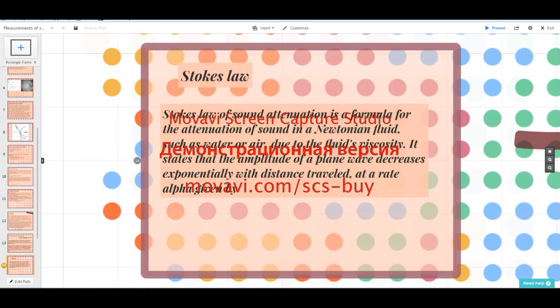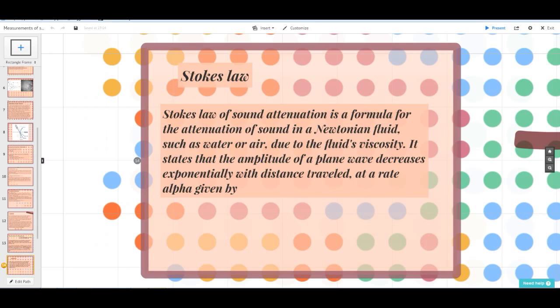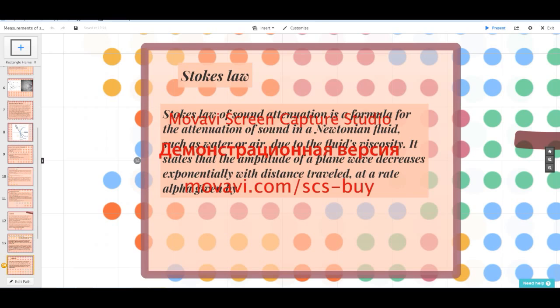Stokes' law of sound attenuation is a formula for the attenuation of sounds in a Newtonian fluid, such as water or air. Due to the fluid's viscosity, it states that the amplitude of a plane wave decreases exponentially with the distance traveled at a rate alpha.